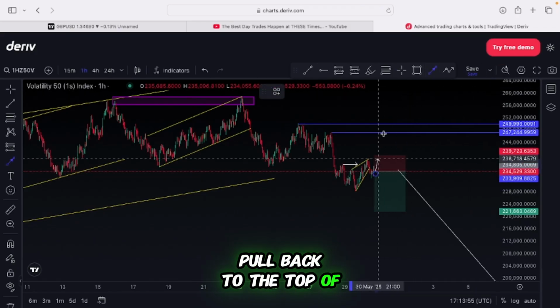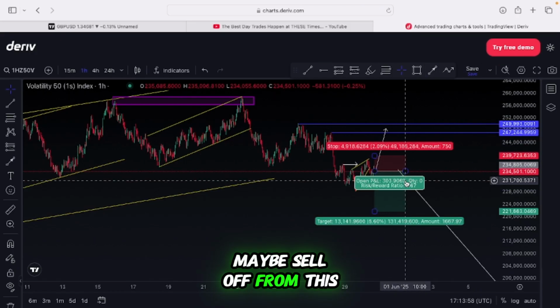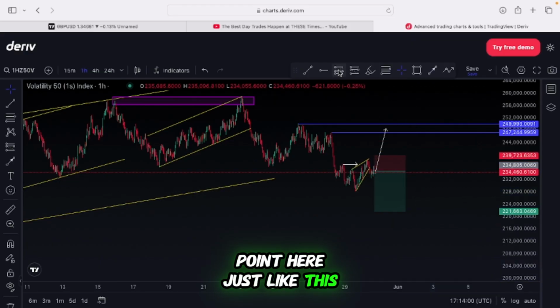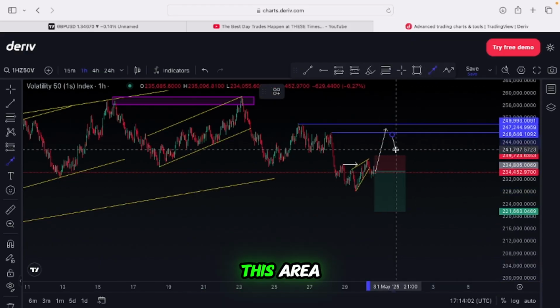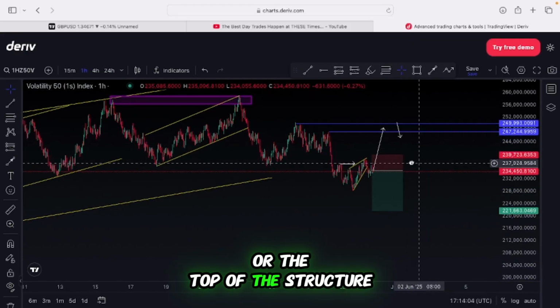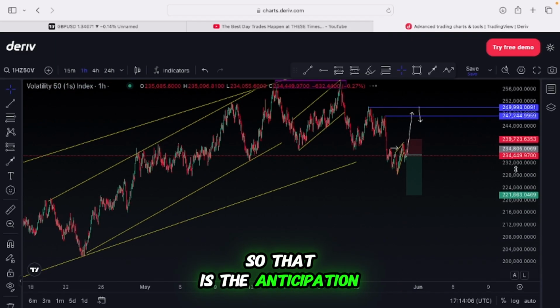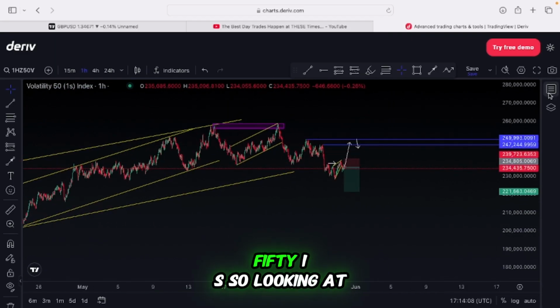Pull back to the top of the structure, maybe sell off from this point here, just like this. Maybe we can sell off from this area or the top of the structure, just like that. So that is the anticipation that I have on VEX 50 1S.